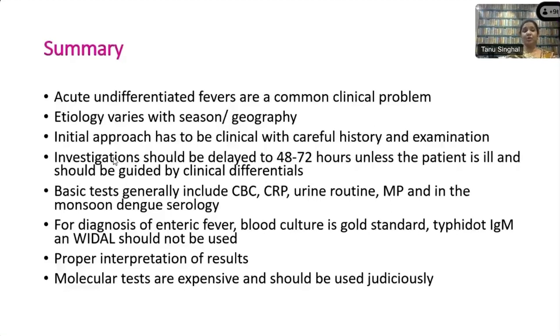The basic tests include CBC, CRP, urine routine, malarial parasite. Again, malarial parasite figures in every fever case, even though the incidence is very low, just because you don't want to miss it, because it's a potentially treatable illness. And in monsoon, you would do a dengue serology. Remember, for typhoid, the gold standard is blood culture, and it is not Typhidot IgM or Widal.